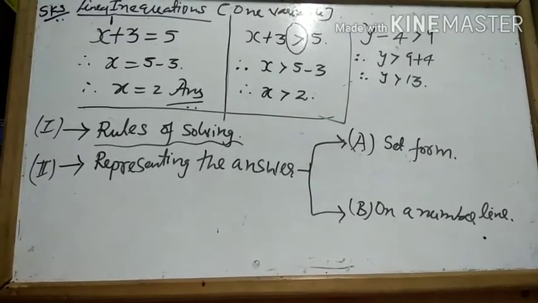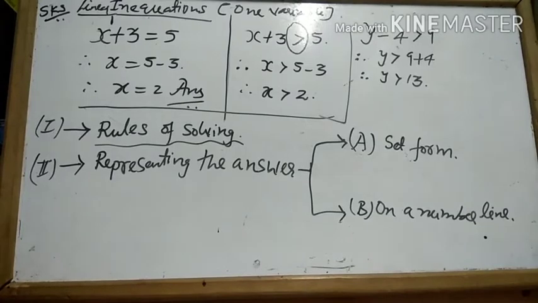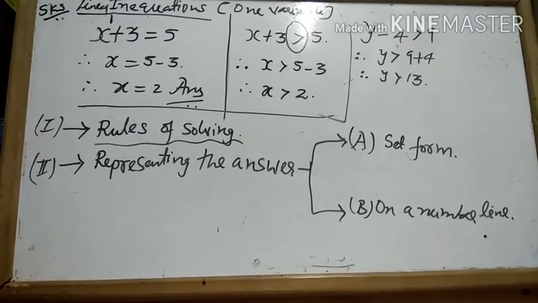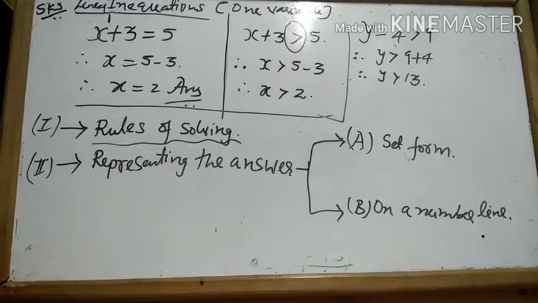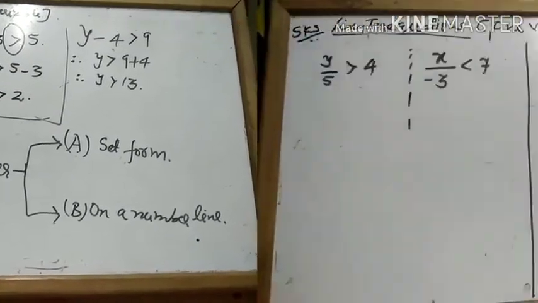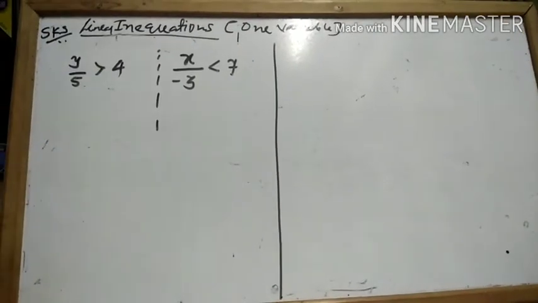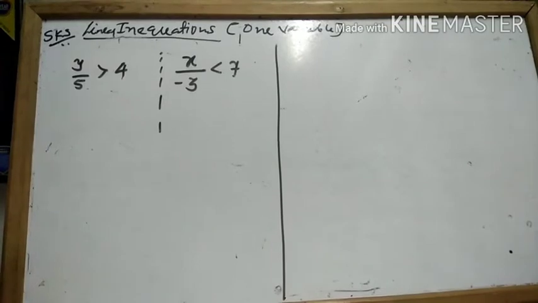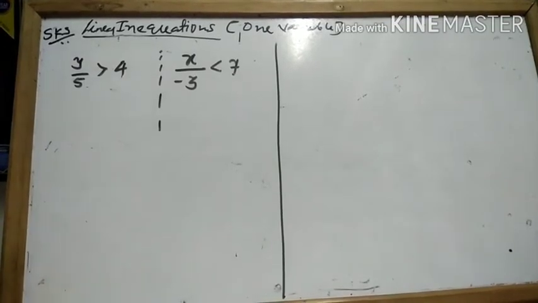Now what we are going to understand is the multiplication and division rules, which are very important to understand. We shall move to the rules of multiplication and division. For the rule of multiplication, I have taken two examples. y over 5 is greater than 4 and x over negative 3 is less than 7.